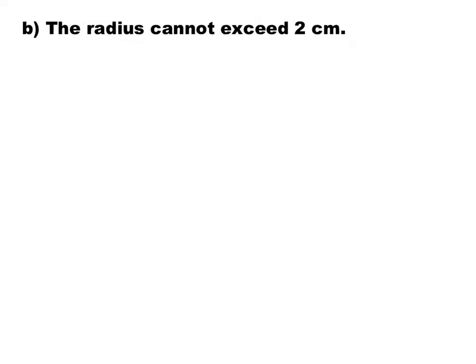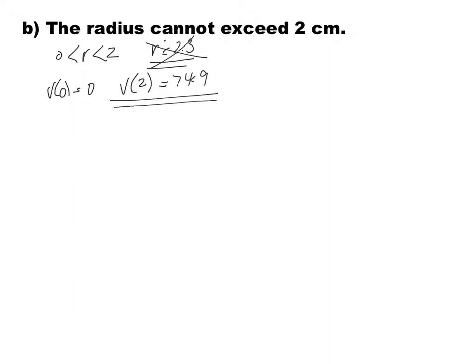The next question says, what is the maximum volume if the radius cannot exceed 2 centimeters? So in this case, our r is between 0 and 2. Remember in part A we found that r is about 2.3. So this cannot be accepted because r has to be less than 2. So again we have to find the value of the volume at 0, which is 0, and also at the endpoint 2, which is 74.9. Obviously the maximum is 74.9 cubic centimeters.